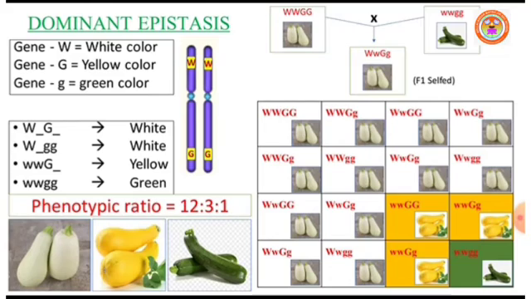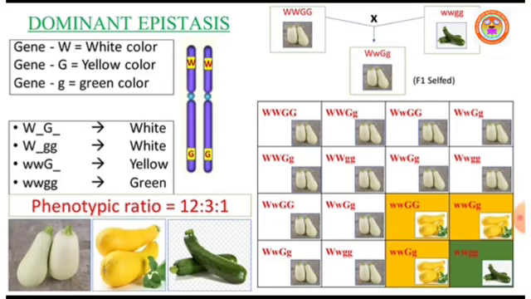The dominant allele, called the epistatic allele, masks the expression of any color. What does this mean? If the dominant epistatic allele capital W is present in the genotype of any summer squash plant, its fruit color will always be white. Always white. The yellow and green colors of the fruit will be suppressed.